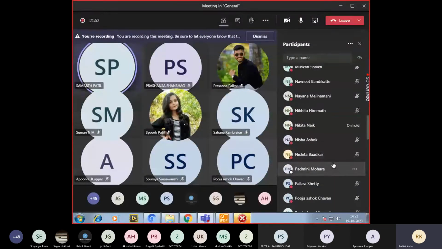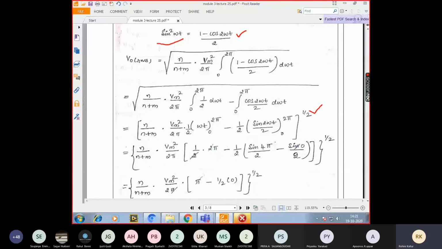Sine 0 is 0. Then sine 4 pi is also 0. So sine 0 is 0, sine 4 pi is 0. So this term completely becomes equal to 0. And it is under square root.